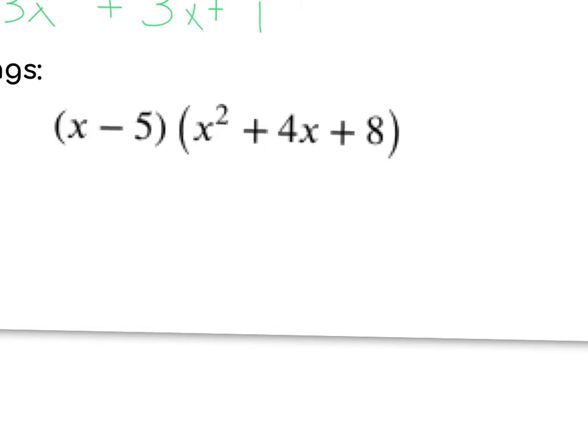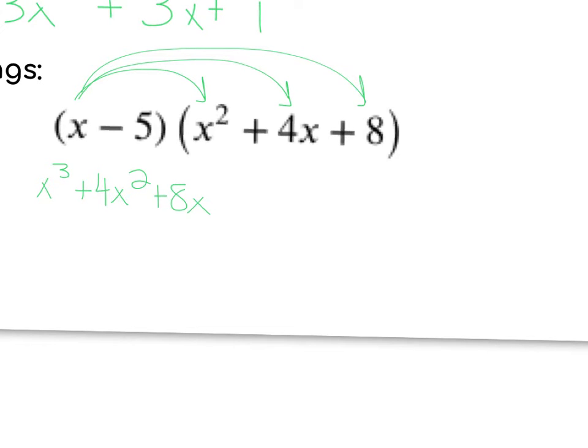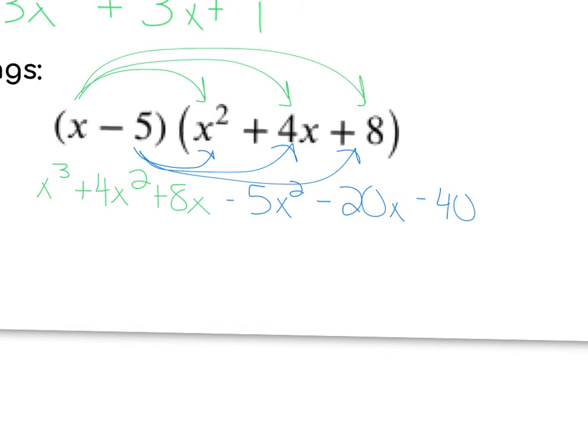Distributing looks just the same as before, but this can get kind of long and take a long space on the paper this way. So just make sure you keep your work organized so you can tell what's what. So x times x squared is x cubed. X times 4x would be plus 4x squared. And x times 8 is plus 8x. Then I'm going to distribute my negative 5. Negative 5 times x squared is negative 5x squared. Negative 5 times 4x is negative 20x. And negative 5 times 8 is negative 40.